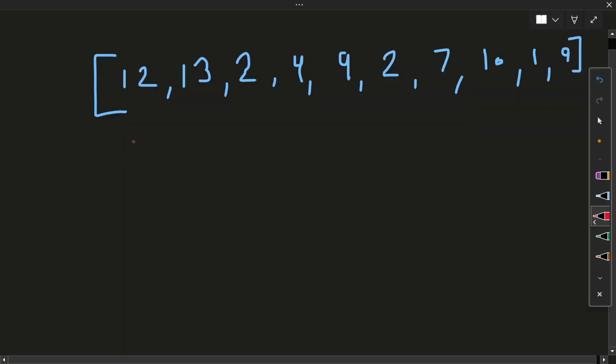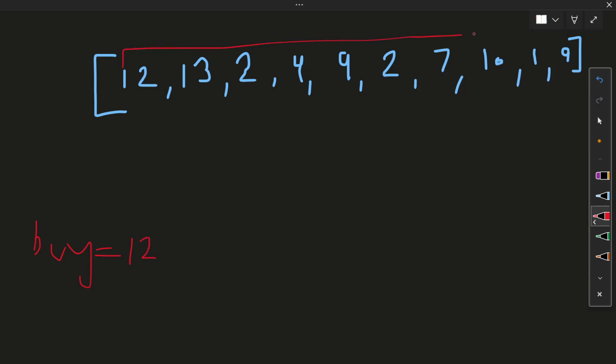Let's try to build the approach. The naive approach will be order of n square, but we have to optimize it. We have to buy the stock at the minimum possible value. Let's suppose we buy the stock on the 0th day. Then we iterate over the whole array and try to find our maximum point.